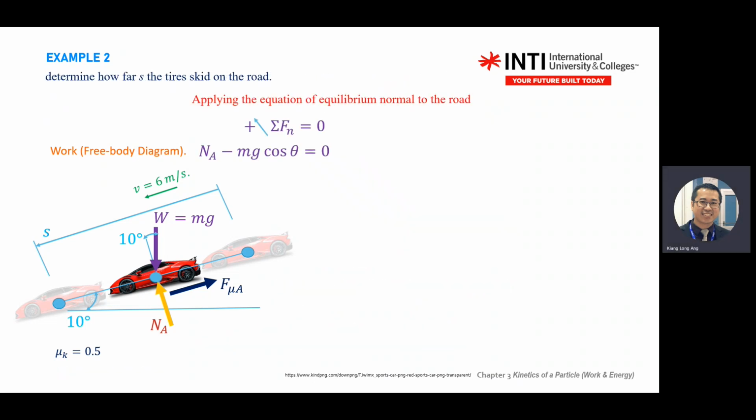Then for the rest, you just apply the equation of equilibrium in the normal direction. This is normal to the road. Normal to the road means going up. So you have NA minus your gravitational component, which is mg cos theta, equals 0.